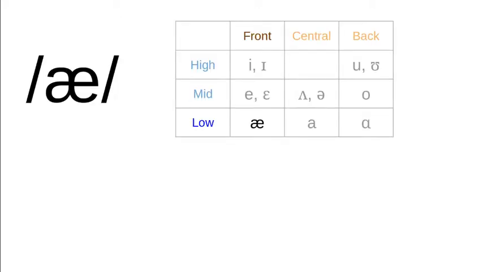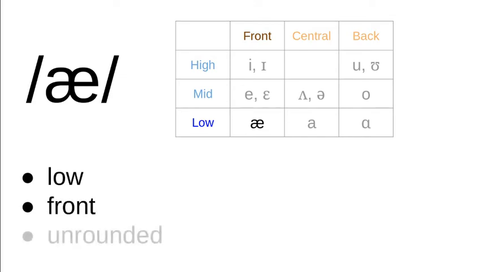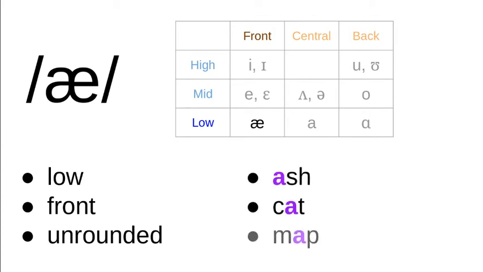Okay, so first we have the æ sound, represented by that combined AE character. This represents a low front, unrounded vowel. So low front describes where the tongue is, and unrounded describes what the lips are doing. This sound is normally spelled with the letter A in English, like in the words ash, cat, and map.